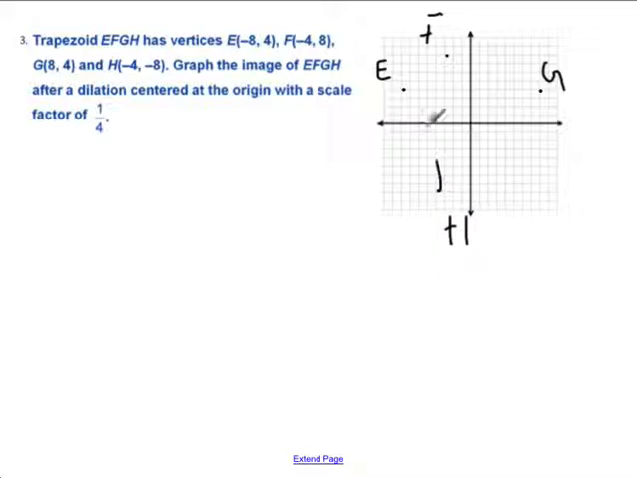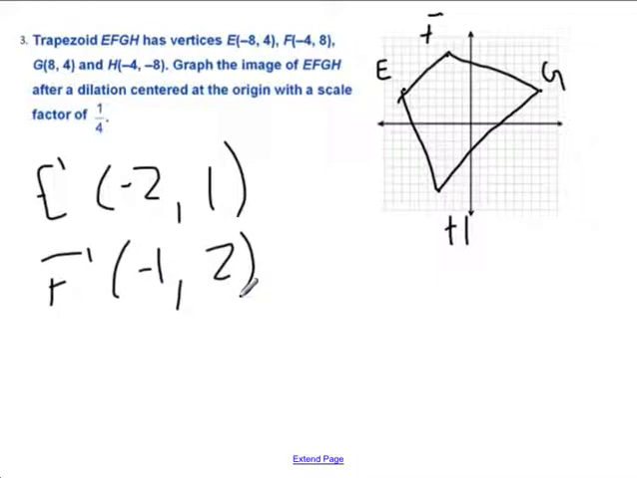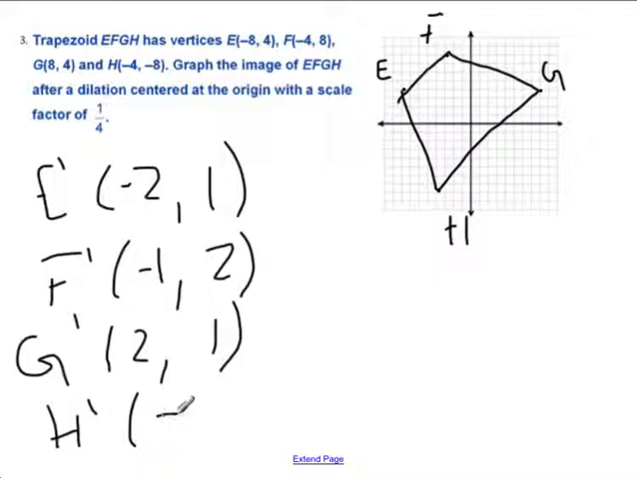It takes up most of our graph, so hopefully our dilation is shrinking it. So just connect those. Okay, so now we need to multiply by a factor of 1/4, which really is the same as dividing by 4. So for E prime, -8 divided by 4 is -2, 4 divided by 4 is 1. For F prime, -4 divided by 4 is -1, 8 divided by 4 is 2. And then G prime, 8 divided by 4 is 2, 4 divided by 4 is 1. And then H prime, -4 divided by 4 is -1, -8 divided by 4 is -2.